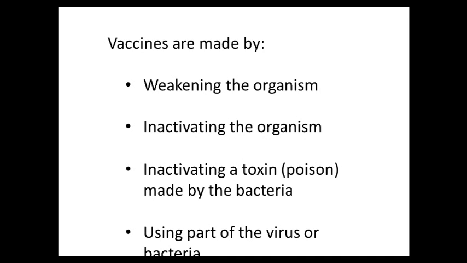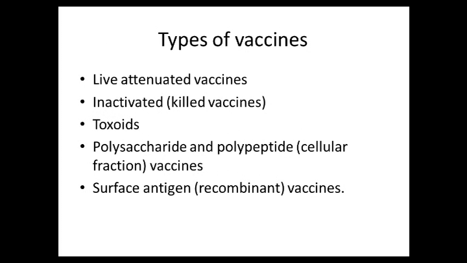On the basis of these methods of preparation of vaccines, we have different types. The types here are live attenuated vaccines, whereby we weaken the organism; inactivated or killed vaccines, wherein the organism is killed. Please remember, both in the live attenuated and the inactivated variety, the antigenic properties are still retained.